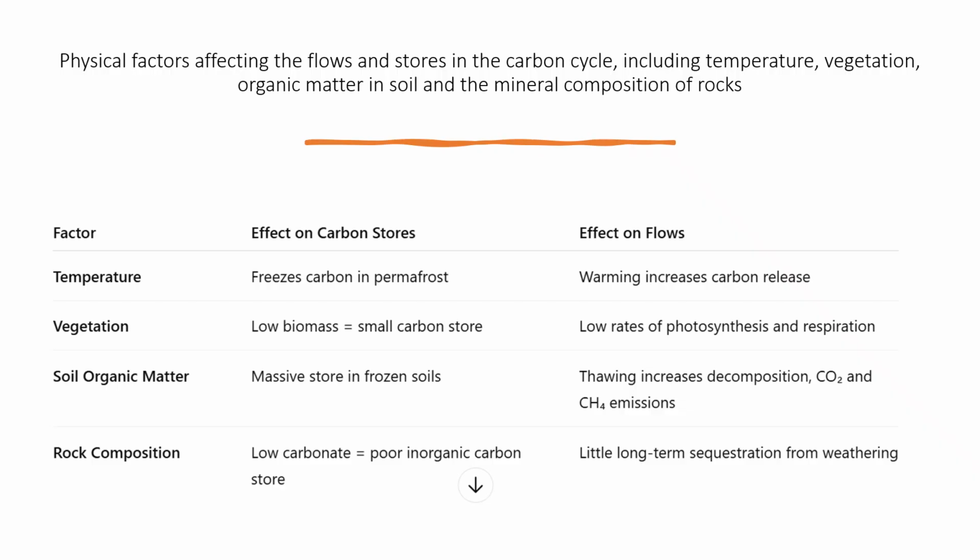So here we have just a little table summarising the effects on flows and stores for carbon. Temperature particularly freezes the carbon into permafrost. As climate change changes that, it will warm a little bit and that carbon will start to be released. Vegetation, it's very little biomass here. What is there is a bit like heather. So it's not a big carbon store, it's relatively small. But as we get warming and temperatures changing, that will increase. So the current low levels of photosynthesis and respiration will change in the future.